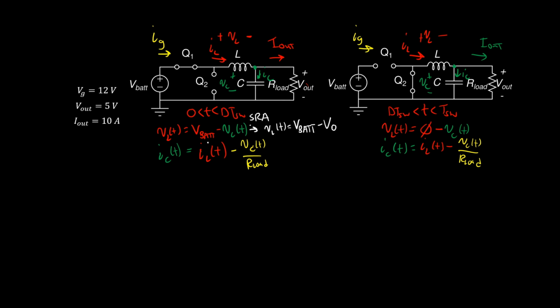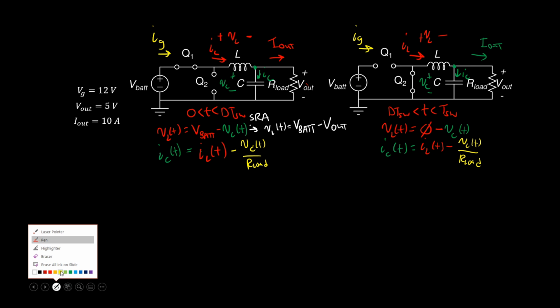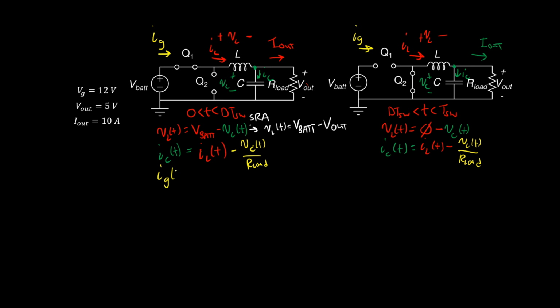So to be more explicit, the capacitor voltage is equal to the output voltage, and the average output voltage is 5 volts, just this capital V out. I almost forgot to do IG. Let's do IG right now. The input current in the first subinterval is a short, so it's equal to the inductor current, IL of T. In the second subinterval, this is an open circuit, so the input current must be equal to 0. Super simple, right?